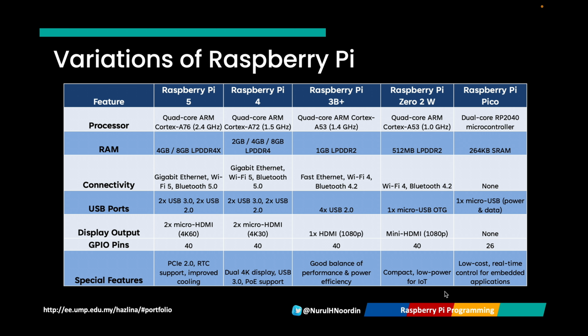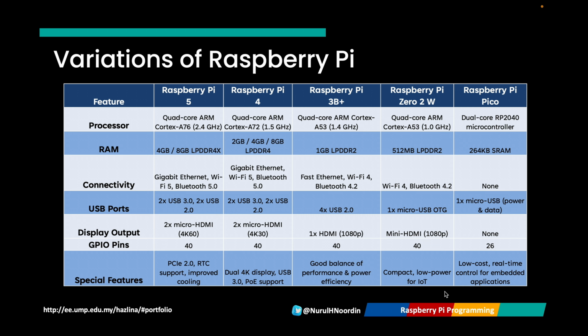Now, the most recent Raspberry Pi 5, for example, is the latest and most powerful model. It features a 2.4 GHz Cortex-A76 processor, 8GB of RAM and PCIe expansion support. Well, this Raspberry Pi 5 offers a significant performance boost compared to previous models, making it ideal for AI, edge computing and high-performance applications.